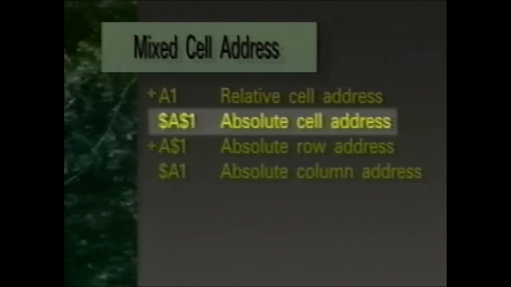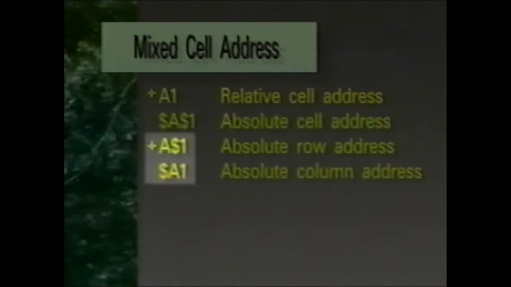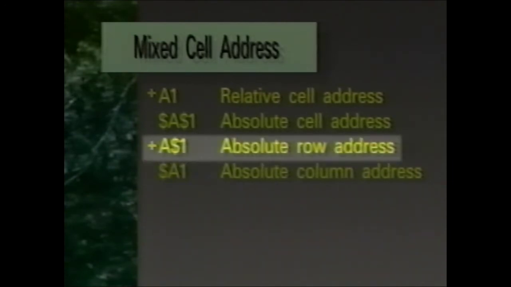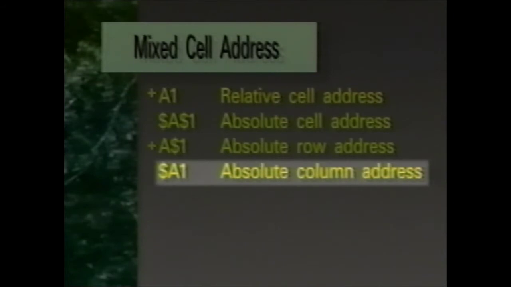$A$1 is an absolute cell address. Both the column and the row addresses remain unchanged when copied. A$1 and $A1 are examples of a mixed cell address. A$1 means only the row address is absolute, while $A1 means only the column address is absolute.